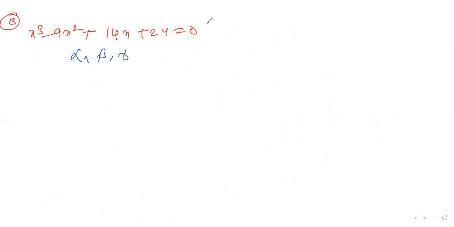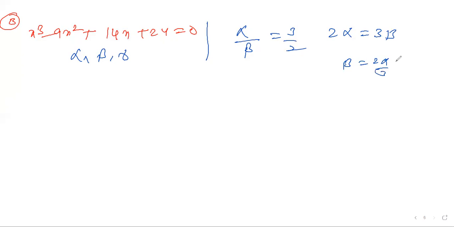That is clear. They mention the condition here. I have roots; there are two roots, alpha, beta, in the ratio of 3 by 2. This is one condition here. So from this you can write 2 alpha is equal to 3 beta. Nothing wrong in that here. Clear, right? So beta is equal to 2 alpha by 3.